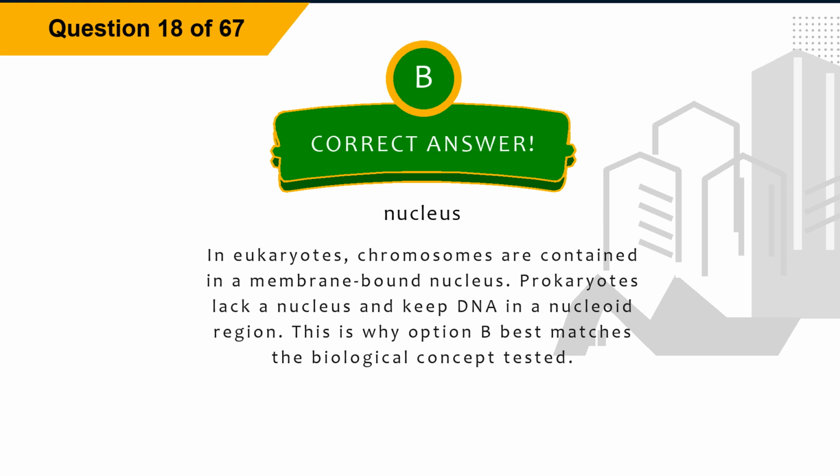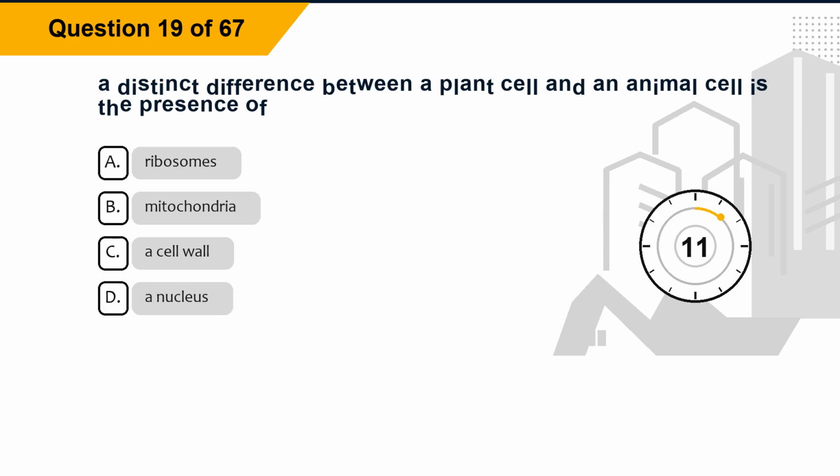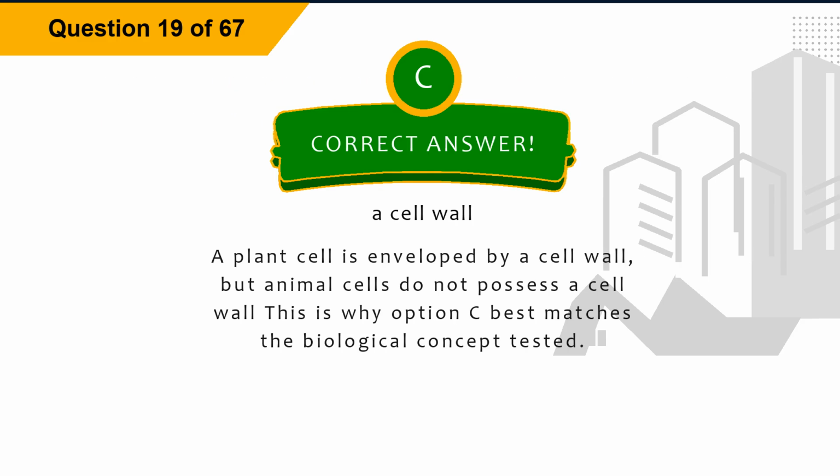This is why option B best matches the biological concept tested. Question 19. A distinct difference between a plant cell and an animal cell is the presence of Option A, ribosomes. Option B, mitochondria. Option C, a cell wall. Option D, a nucleus. The correct answer is option C, a cell wall. Explanation. A plant cell is enveloped by a cell wall, but animal cells do not possess a cell wall. This is why option C best matches the biological concept tested.